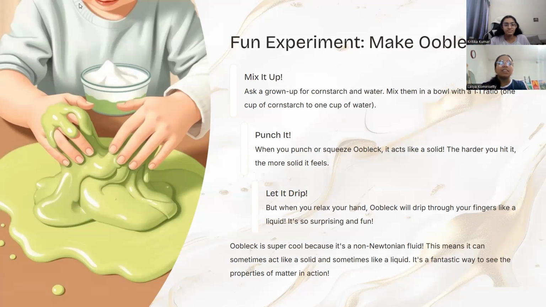Finally, let it drip. But when you relax your hands and leave the oobleck just hanging like that, oobleck will drip through your fingers like a liquid. It is so surprising and fun how oobleck can have two states of matter in it, and hence it's known as a non-Newtonian fluid. This means it can sometimes act like a solid and sometimes like a liquid. It's a fantastic way to see the properties of matter in action.